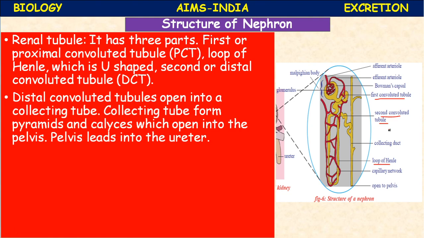The distal convoluted tubule opens into a duct called the collecting duct. After the completion of the filtration, the distal convoluted tubule of the nephron opens into this collecting duct. The collecting tubules form pyramids and calyces which open into the pelvis.